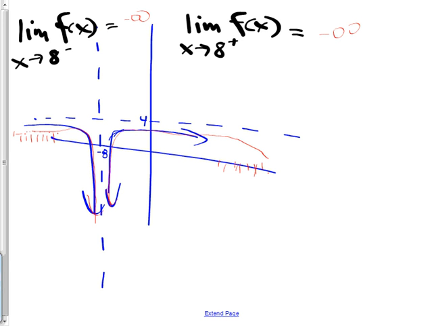Yes, ma'am. Hand, please. Yes? Oh, yes. That's a good point. This is approaching -8 from the negatives. Thank you. That's not supposed to be a positive 8. That was supposed to be a -8. See? Good catch. Thank you. Anybody else have a question, comments? Yes?